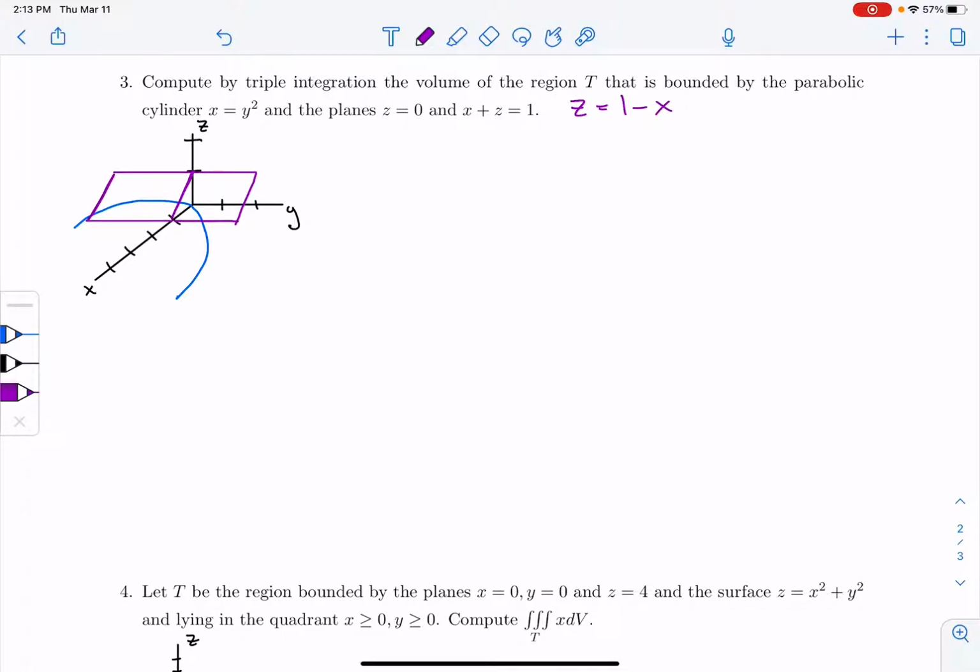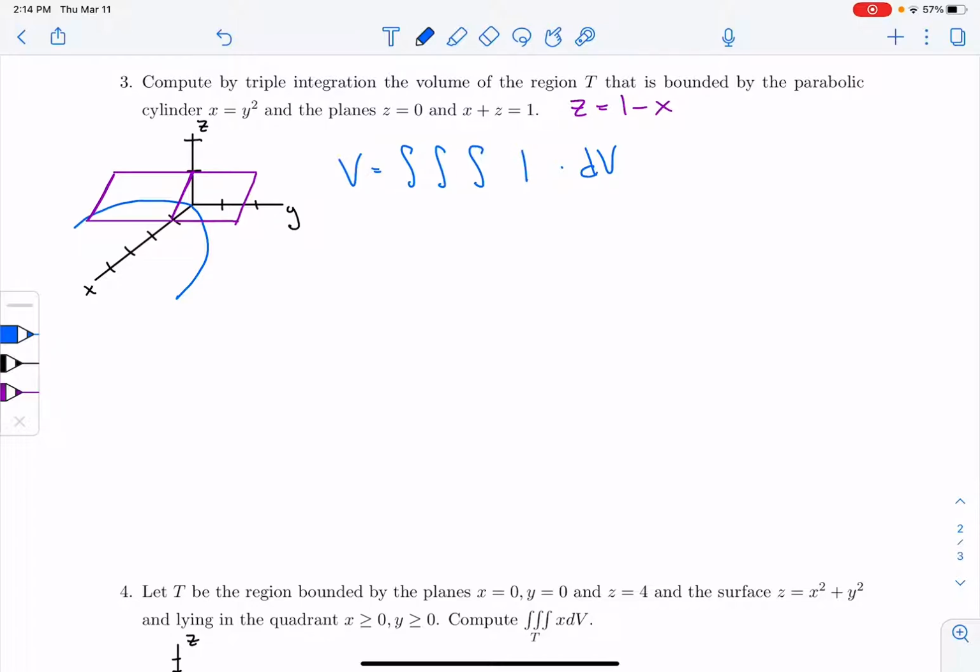And so now what I'd like to do is find the volume that's underneath that purple plane but stays within the blue parabolic cylinder. So we can find volume by integrating the function 1 dv. That will get us the volume. The question is what are the limits of integration here?